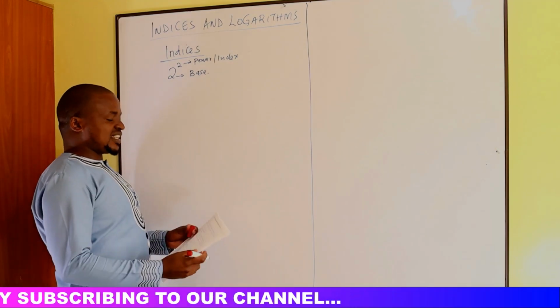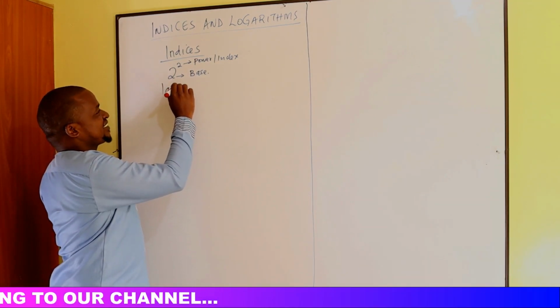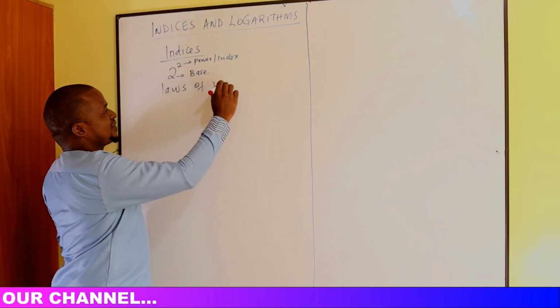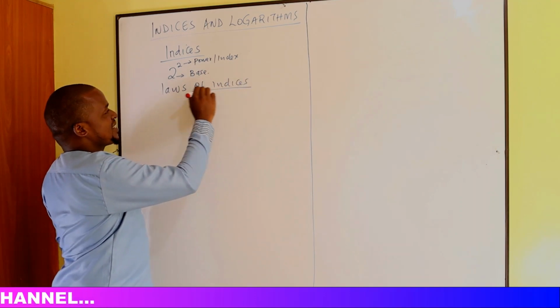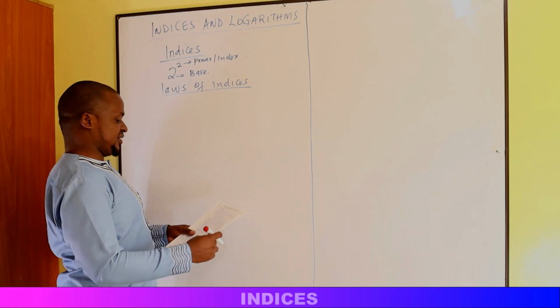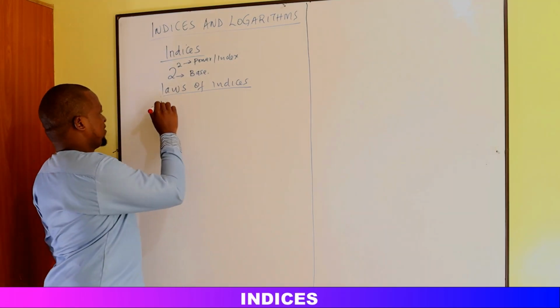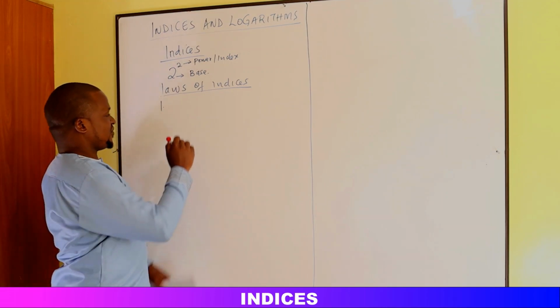And there are laws that govern indices. So you look at them, the laws of indices. The first law of index is called the sum of 2 powers.